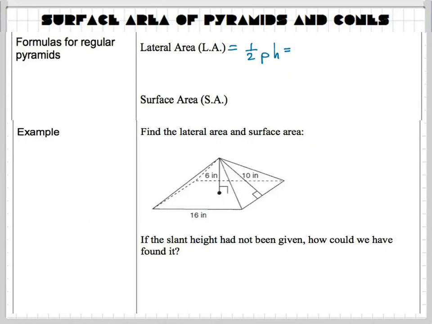Now for the pyramids, however, we don't call it height. We call it slant height. So it's not going to be the H. It's going to be one half the perimeter times the slant height. And then for the surface area, that's going to be the lateral area plus the area of the base. B equals area of base.